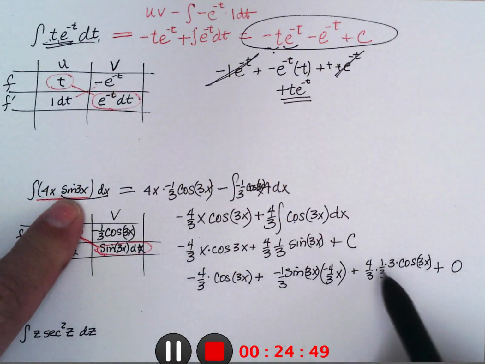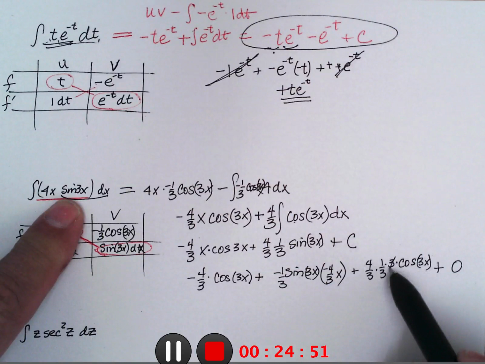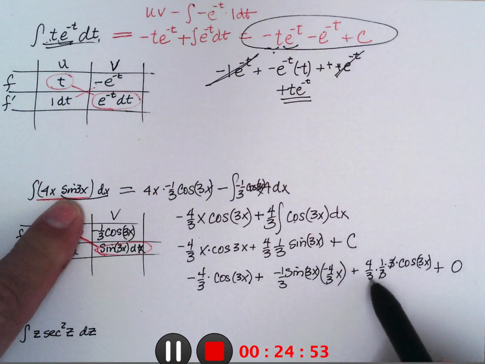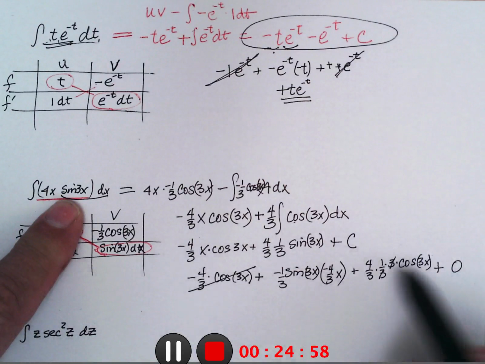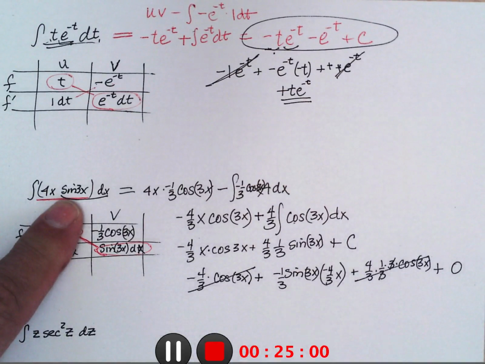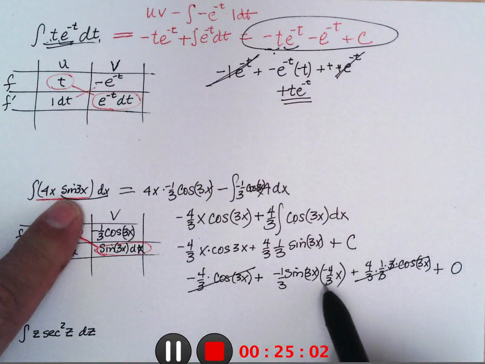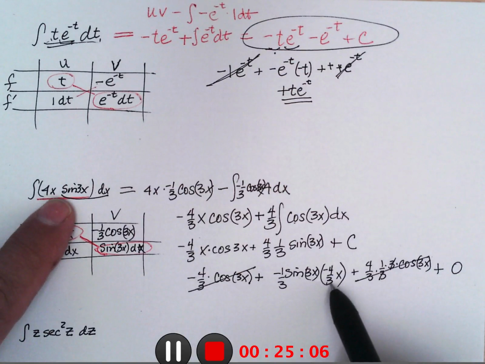This 3 would cancel the third, so I get 4/3 cosine 3x minus 4/3 cosine. Oh, good. Those cancel, just like on the other ones. And what do we have here? I'm nervous.